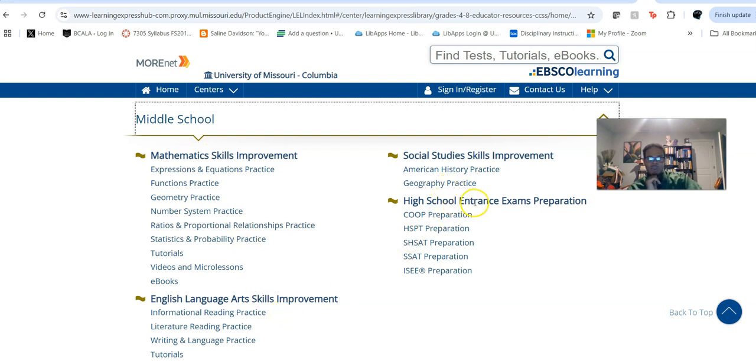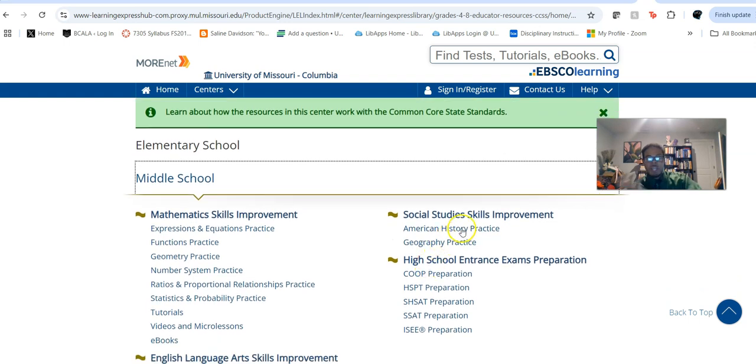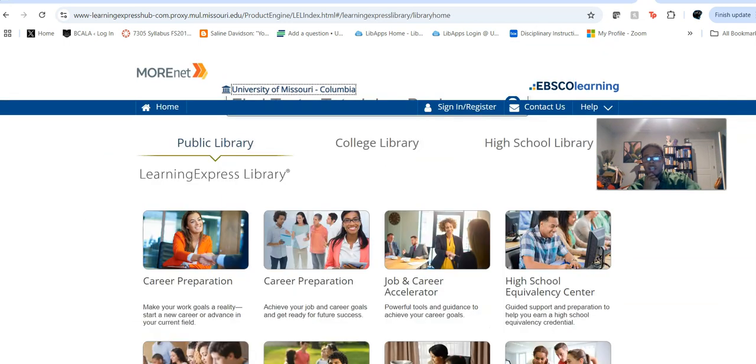And then high school entrance exams, which I didn't even know was really a thing. Oh, you do have social studies here. Okay. So I don't see science, but I do see social studies. American history, that's good to know. So you have those resources, and then we'll go home again when you have high school.